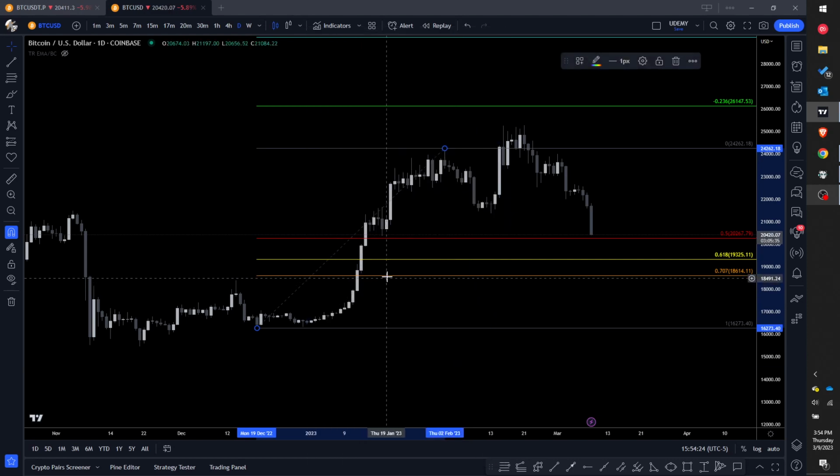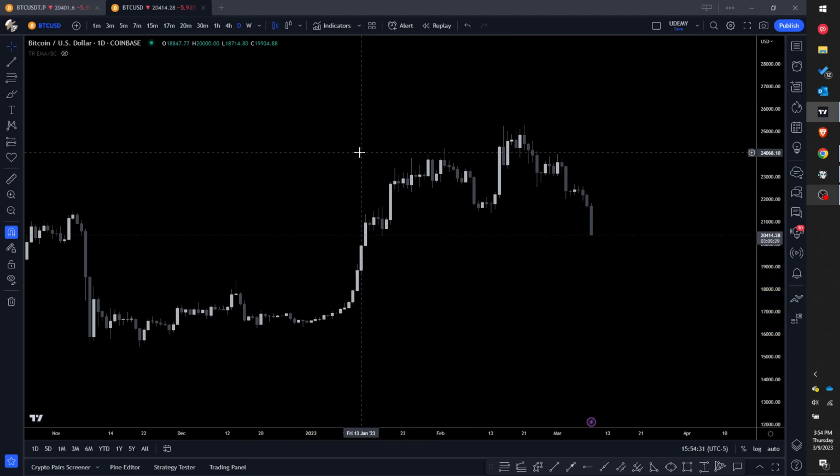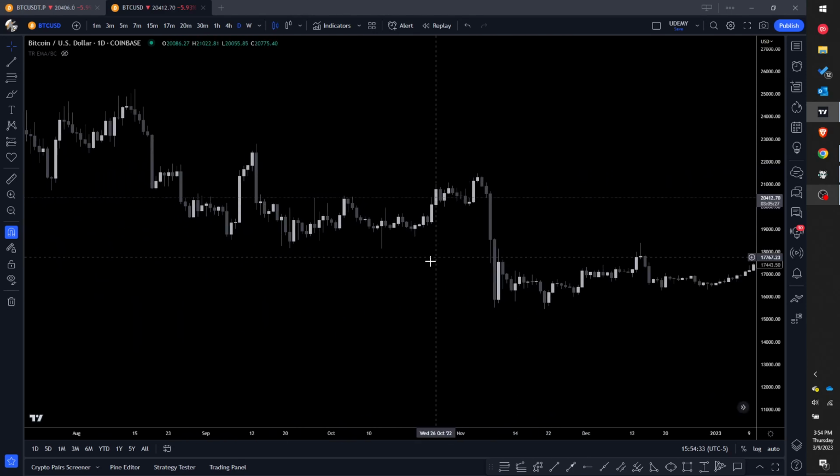I also want to mention here at this point that your Fibonacci tool doesn't have to only use Fibonacci numbers. You can put whatever numbers you want in there and use it for other purposes.